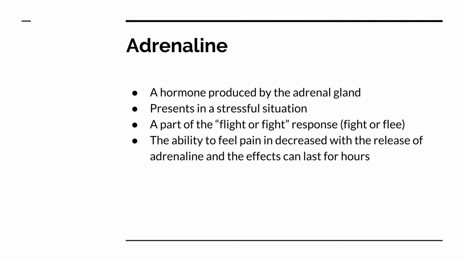Adrenaline. Adrenaline is a hormone produced by the adrenal gland. It is a small gland located in the brain. It presents in a stressful situation. Adrenaline plays a part of the fight, flight, or fright response. So you're either going to fight or you're going to flee, meaning you're scared and you're going to get away.